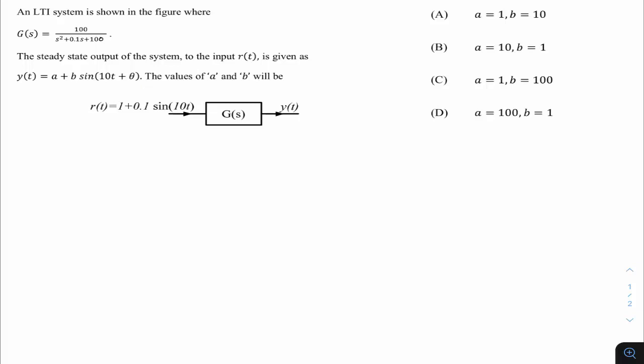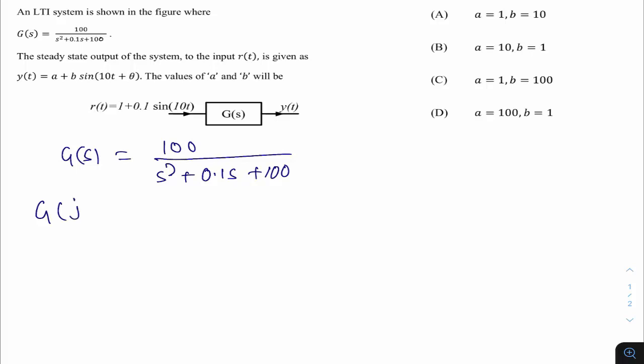Okay. So first thing is, your G of S is given as 100 divided by S square plus 0.1 S plus 100. Because we need the frequency information, I am replacing S with j omega.